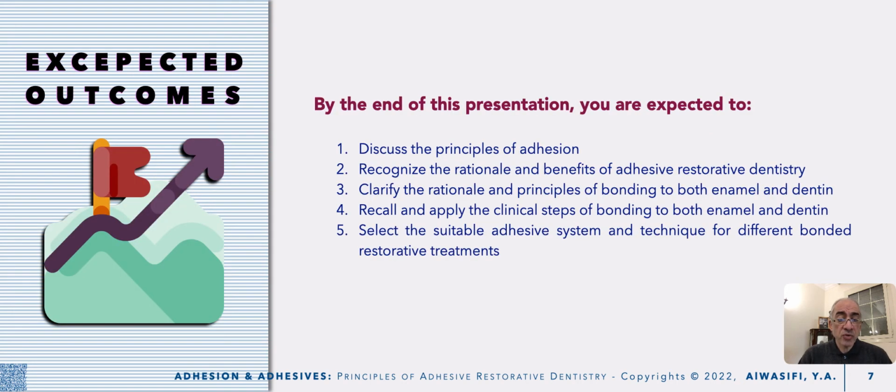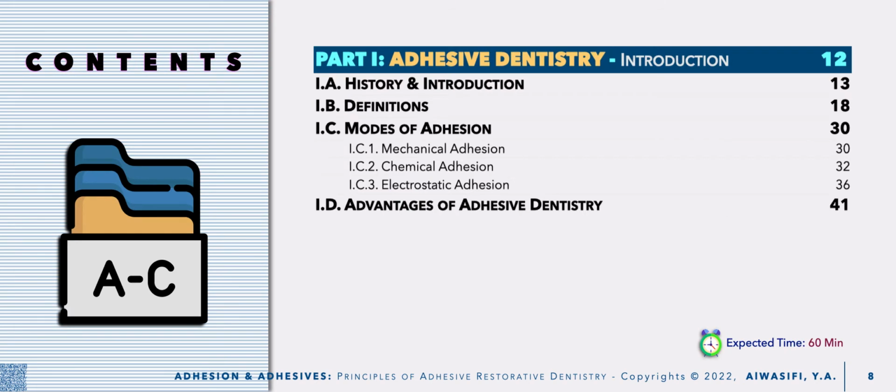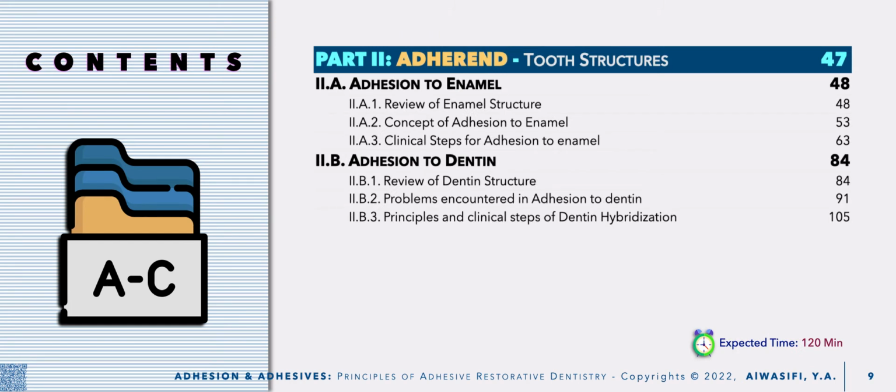Today, we will continue to clarify the rationale and the principles of bonding of both enamel and dentin. We already discussed in the first episodes the adhesive dentistry in general, how it is introduced, what the important terminologies we will use are, what the modes of adhesion are, and what the advantages of introducing adhesion to dentistry are. Then we went forward to the adherent or substrate surfaces, which are the tooth structures including enamel and dentin.